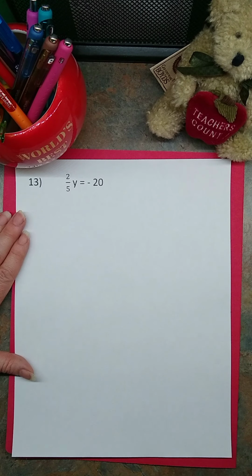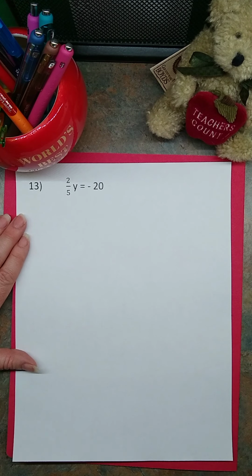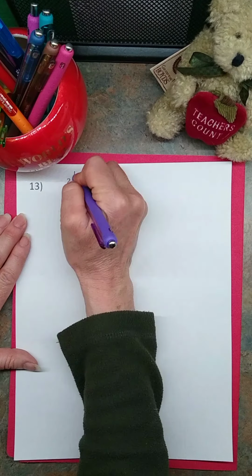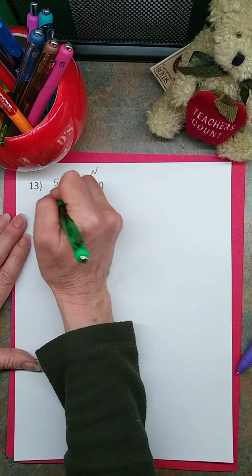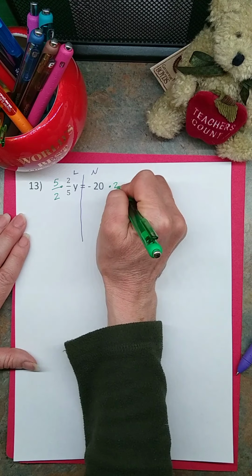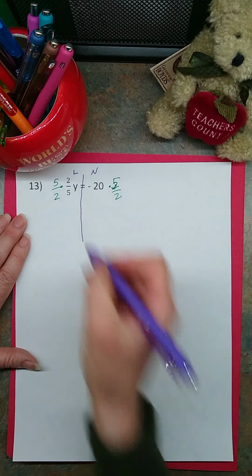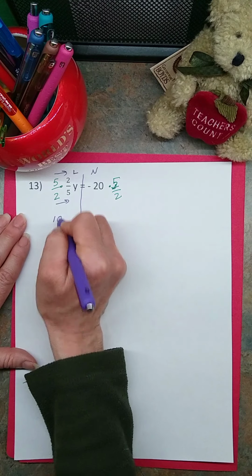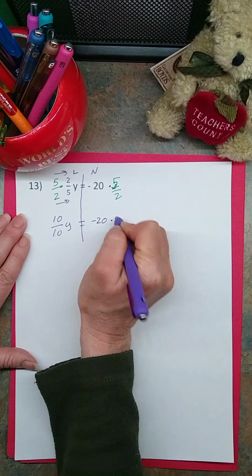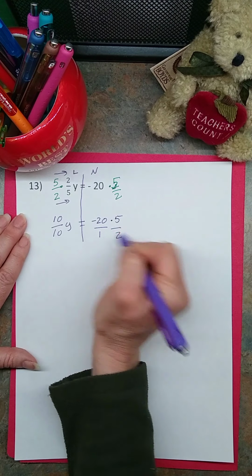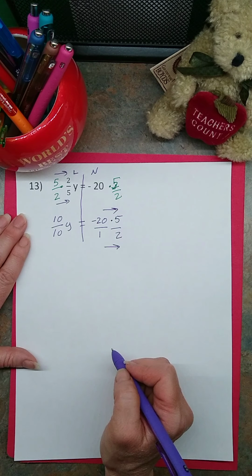All right, last page, last problem. Give it a try. You could divide by 2/5, but it's faster if you multiply by the reciprocal because that's what you do anyways. Whoops, multiply by the reciprocal. So, straight across the top and bottom, you get 10 over 10y. Over here, I have negative 20 times 5 over 2. I'm going to put that over 1. Multiply straight across the top, straight across the bottom.